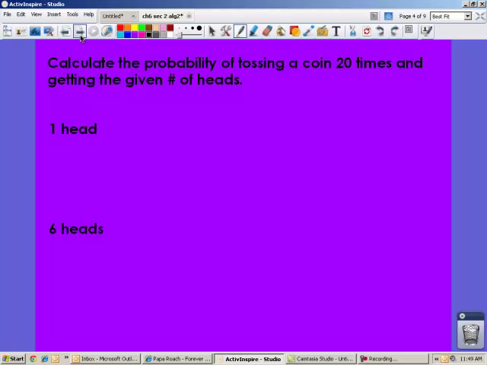And we're just going to set up our equation. So we have n, that's the total number, so that'd be the 20 times. The k is the success, which is over here, we want 1 head. And the probability of tossing a coin is either you get it or you don't, so it's a 50-50 chance. So the probability would be 0.5. And then the failure, which is 1 minus P, is also 0.5, so it's a 50-50 chance.